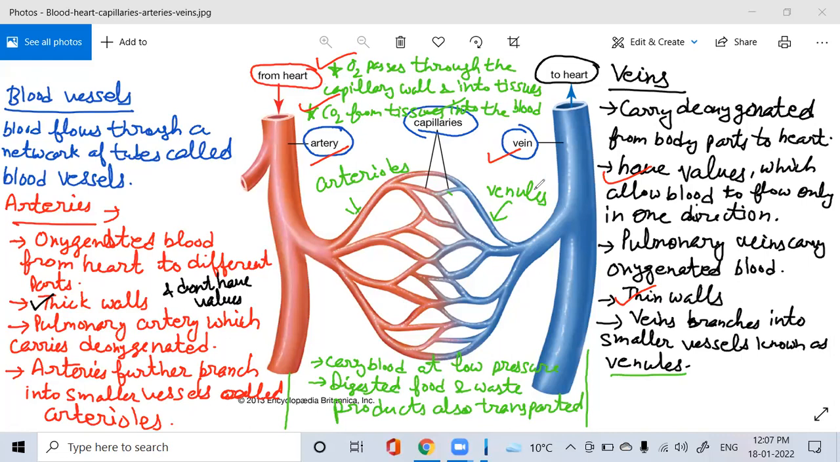So capillaries form networks throughout the tissues of the body for the exchange of substances. So they are inside the body. That is the network of arterioles and venules. They are combining with each other. Then they form what we can say, capillaries. Right?